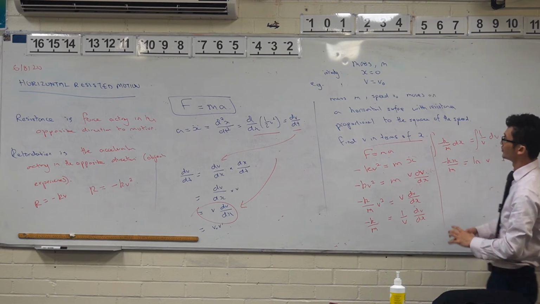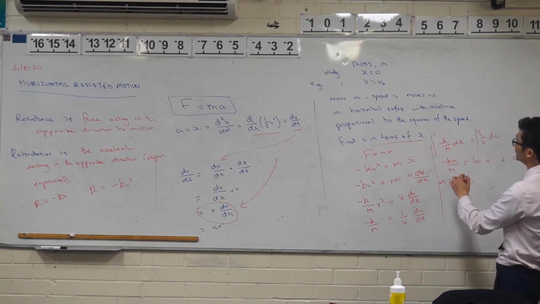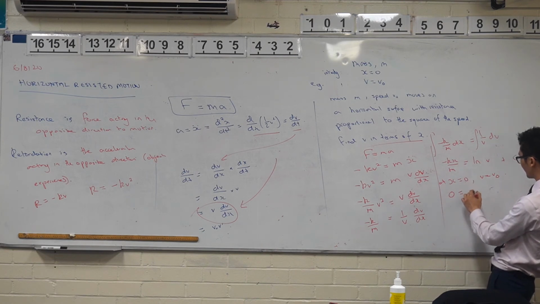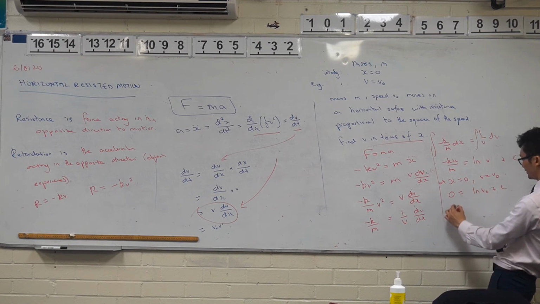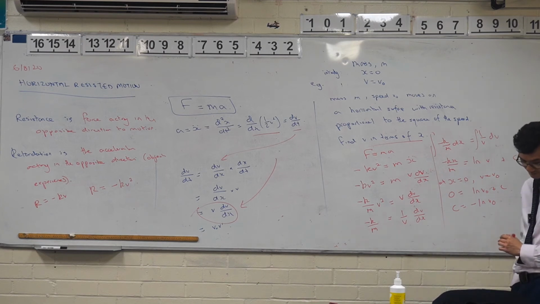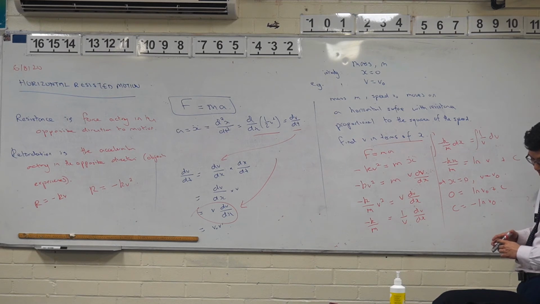Now, we actually do have some initial conditions, right? Because initially, it's at x is equal to 0 and v is equal to v sub 0, right? So we've got 0 is equal to ln of v sub 0 plus c. So c is equal to negative ln of v sub 0. Wait, did I do that right? Any mistakes there? I think that's right. Slightly different to what I had before, but it's okay.